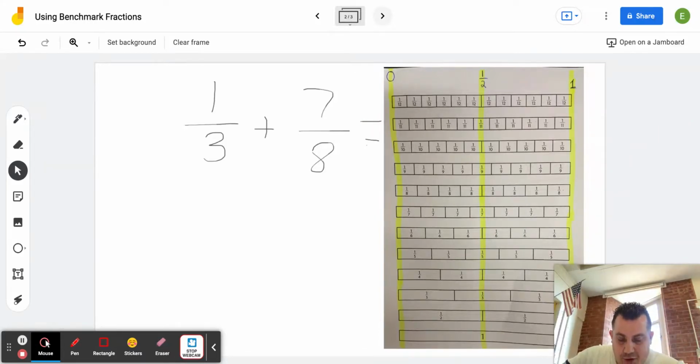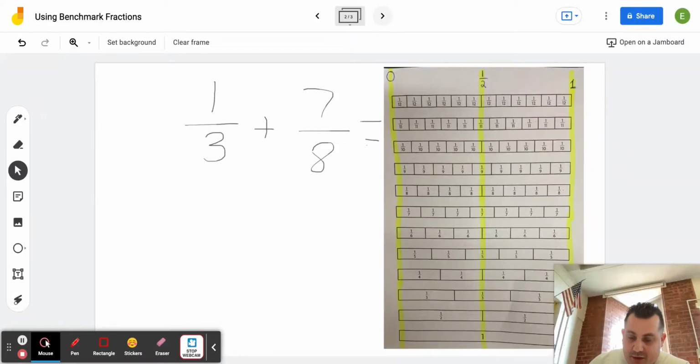1/3 plus 7/8. When you're looking at your benchmark chart, you'll notice on the left-hand column, all of those fractions are closest to 0. We have 0 on the left-hand side, right over here. We have all fractions that are equal to or closest to 1/2 in the middle. And then on the right-hand side we have everything that's closest to one whole. All right, so let's look at 1/3 plus 7/8.